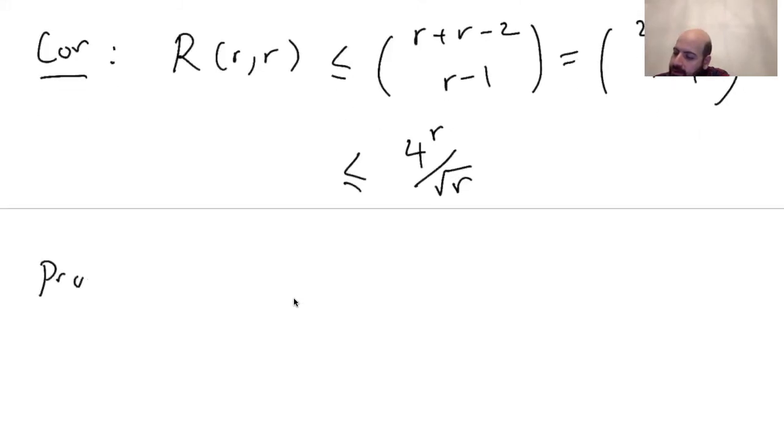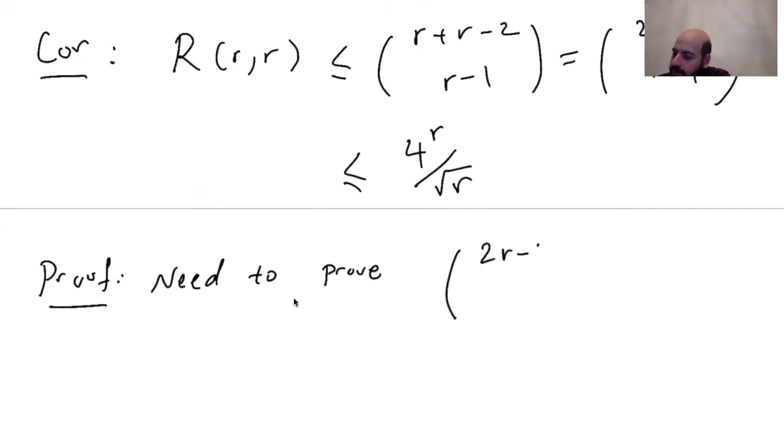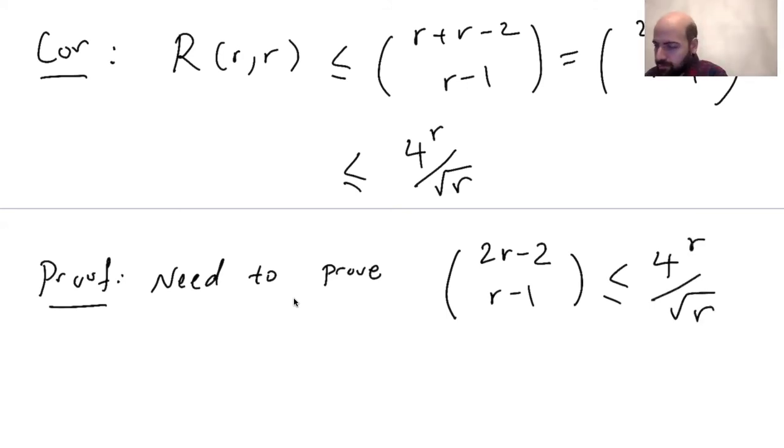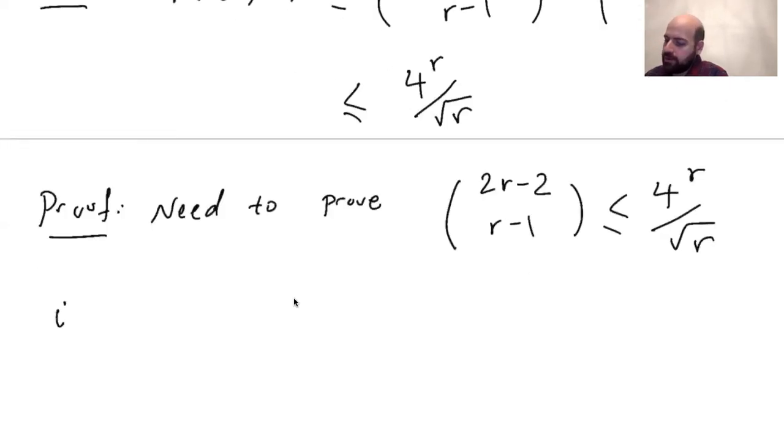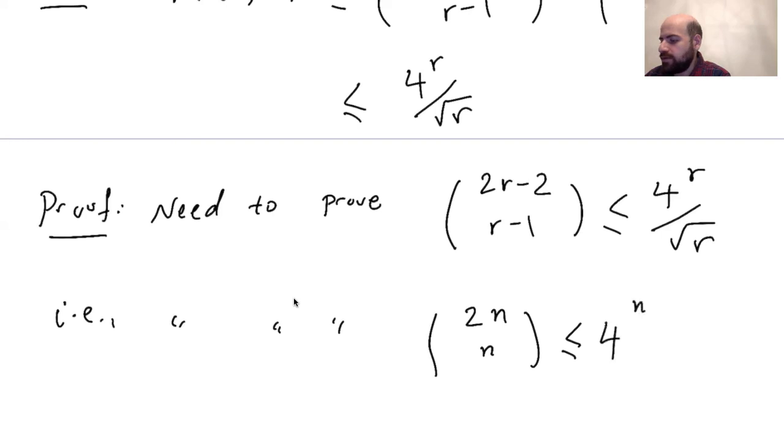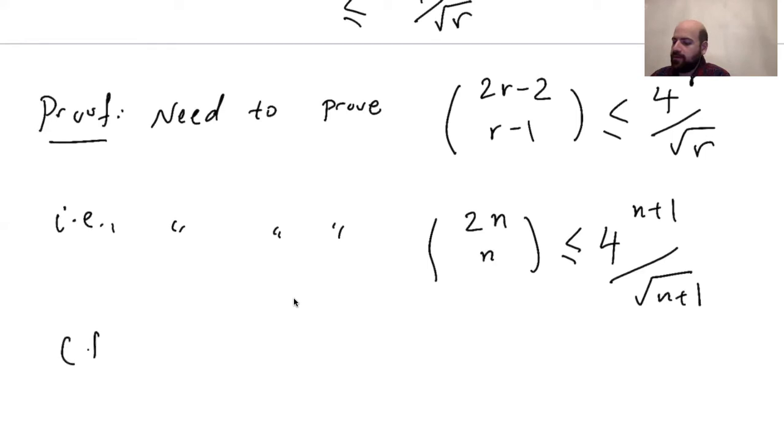So proof of this, we need to prove 2r minus 2, choose r minus 1 is less than or equal to 4 to the power r over root r. That is, if I call r minus 1 n, then I need to prove 2n choose n is less than or equal to 4 to the power n plus 1 divided by root n plus 1, for n bigger than or equal to 0.